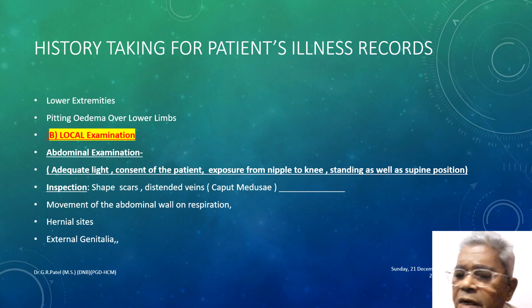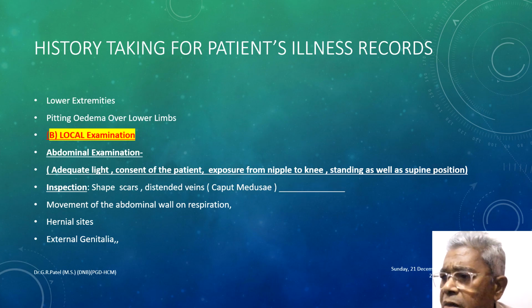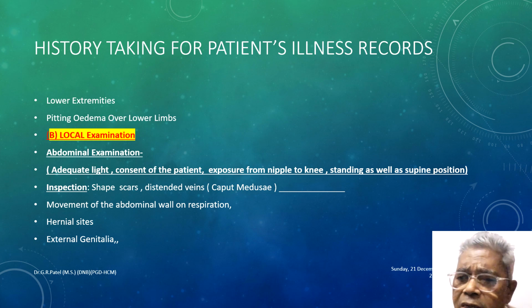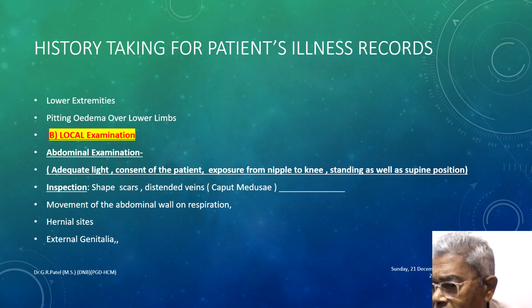Then, if any lump is palpable, the characteristics of the lump must be determined. It may be bimanually palpable, ballotable or not. Size, shape of the lump must be determined. The margin or edge of the lump must be determined. There might be splenomegaly. There might be hepatomegaly.